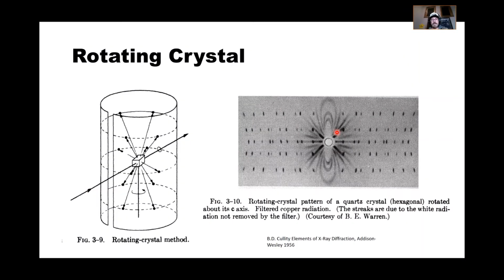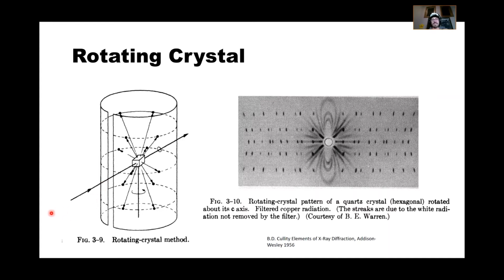All right, the next flavor of diffraction that we had on our initial list is rotating crystal. I got this also from B.D. Cullity. I used to show a computer animation of a rotating crystal, and it's disappeared from the internet, which I thought everything stayed forever on the internet. So I've referred back to B.D. Cullity's excellent diagram of rotating crystal.